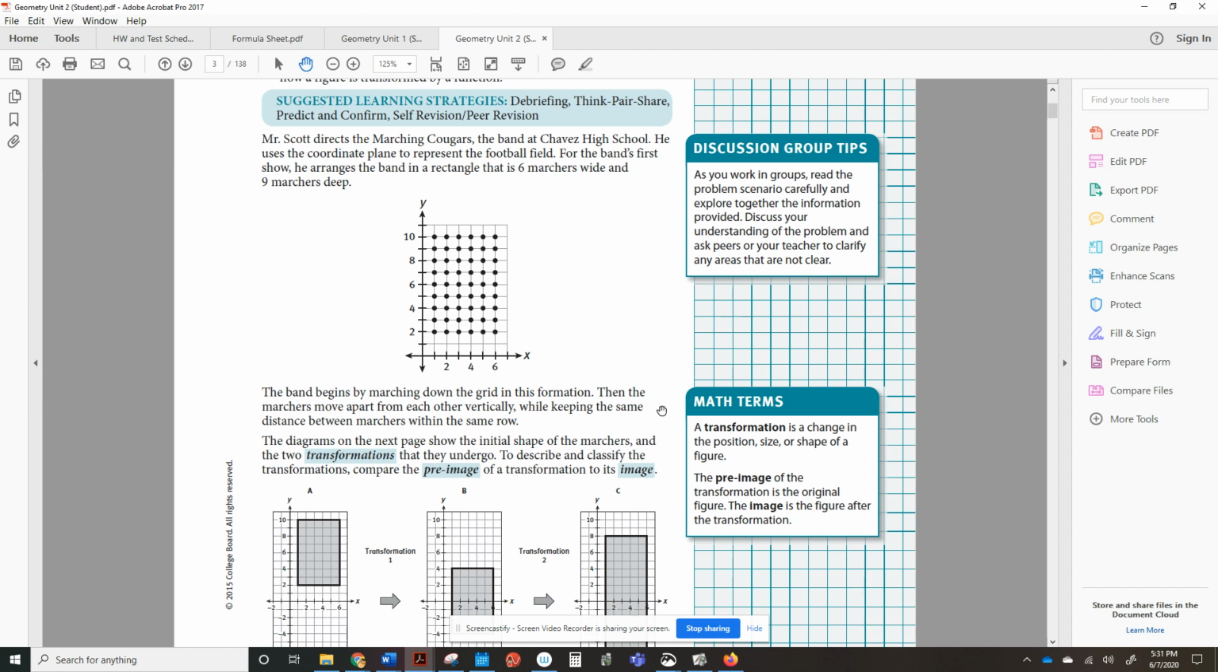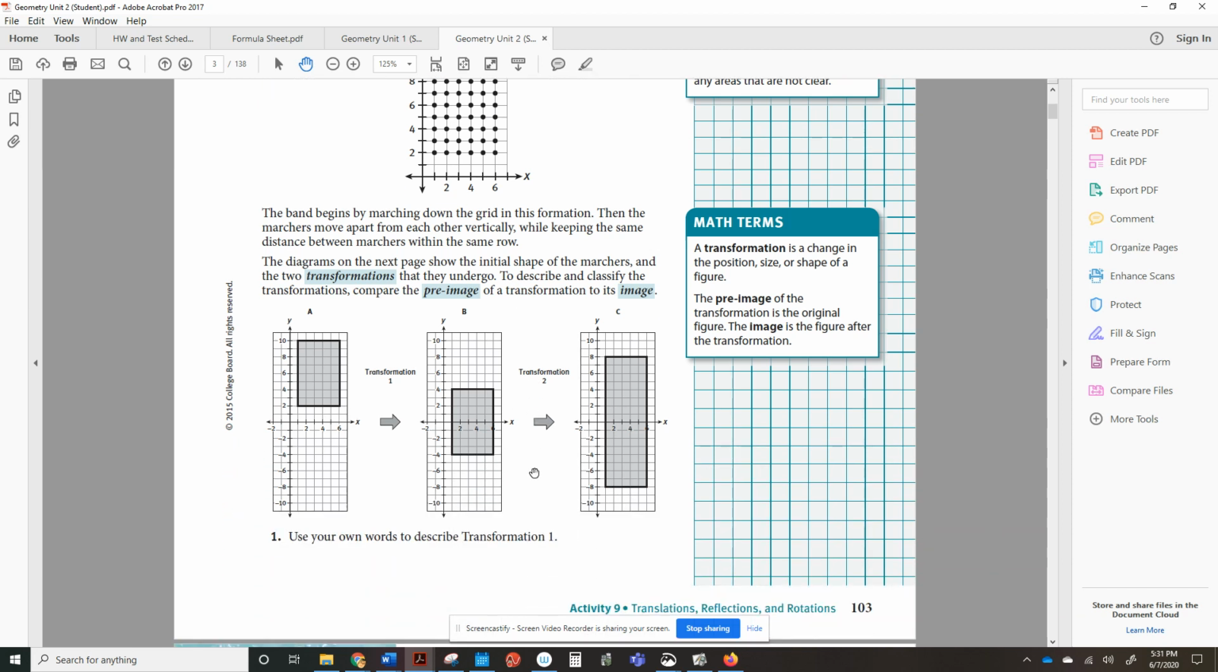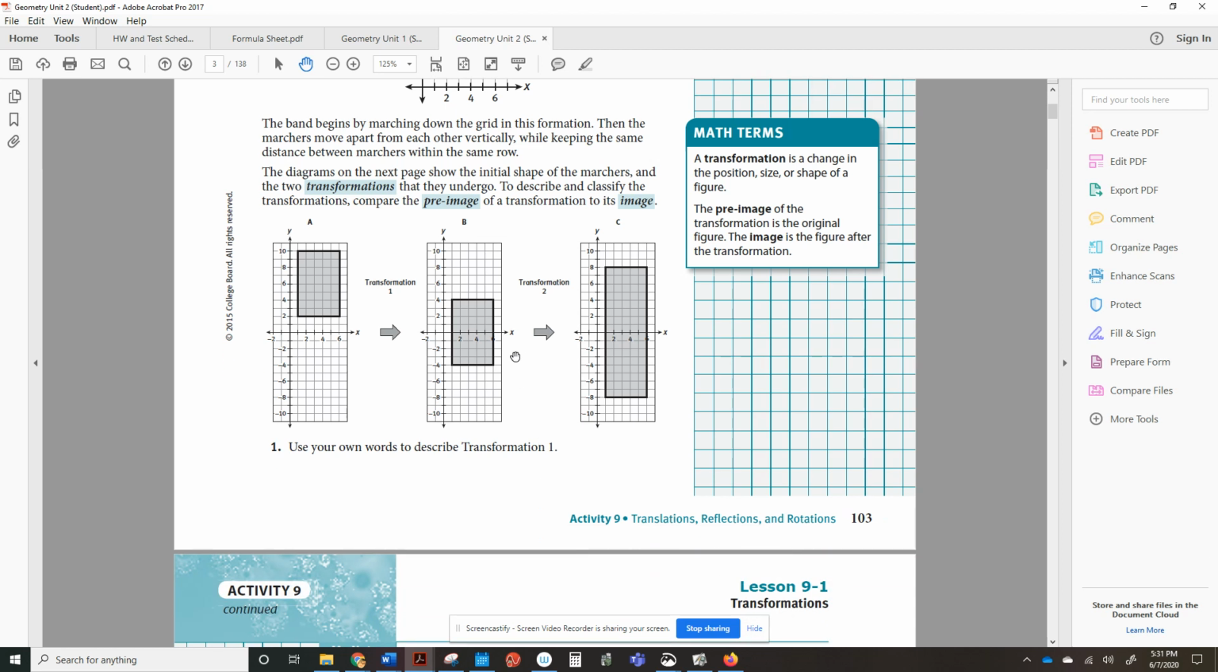The only reason why I like it is for rotations. I don't have a very good visual imagination that allows me to visualize some of these changes that we're going to be making without actually physically seeing it. And the patty paper helps me do that.